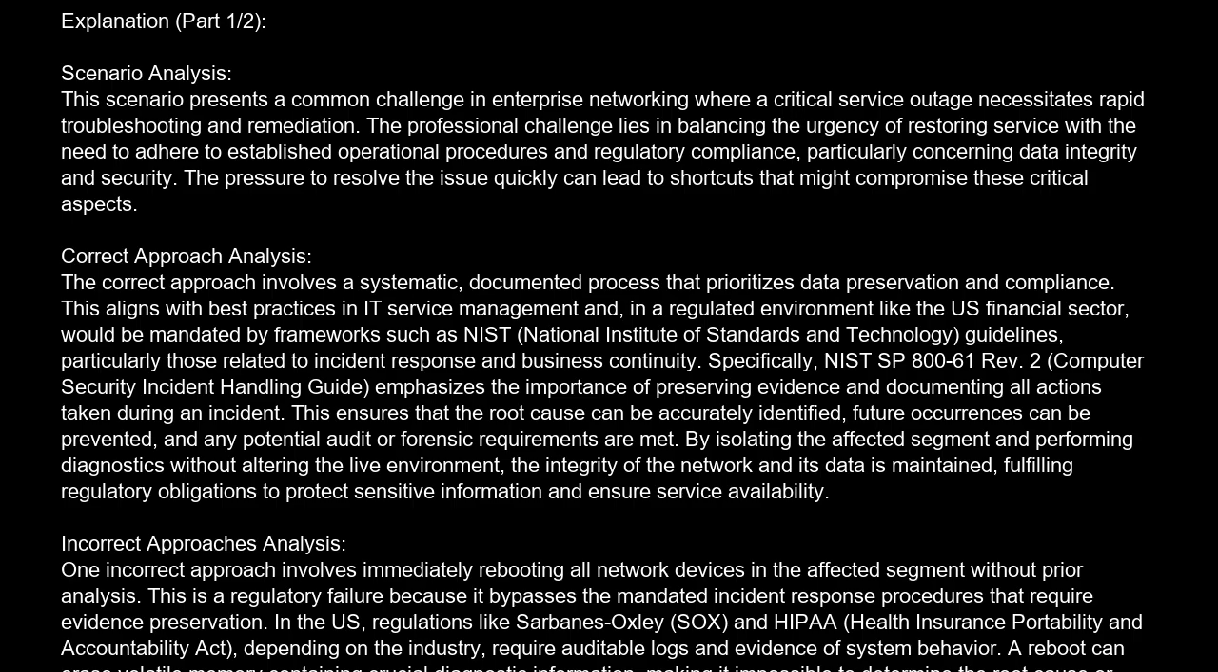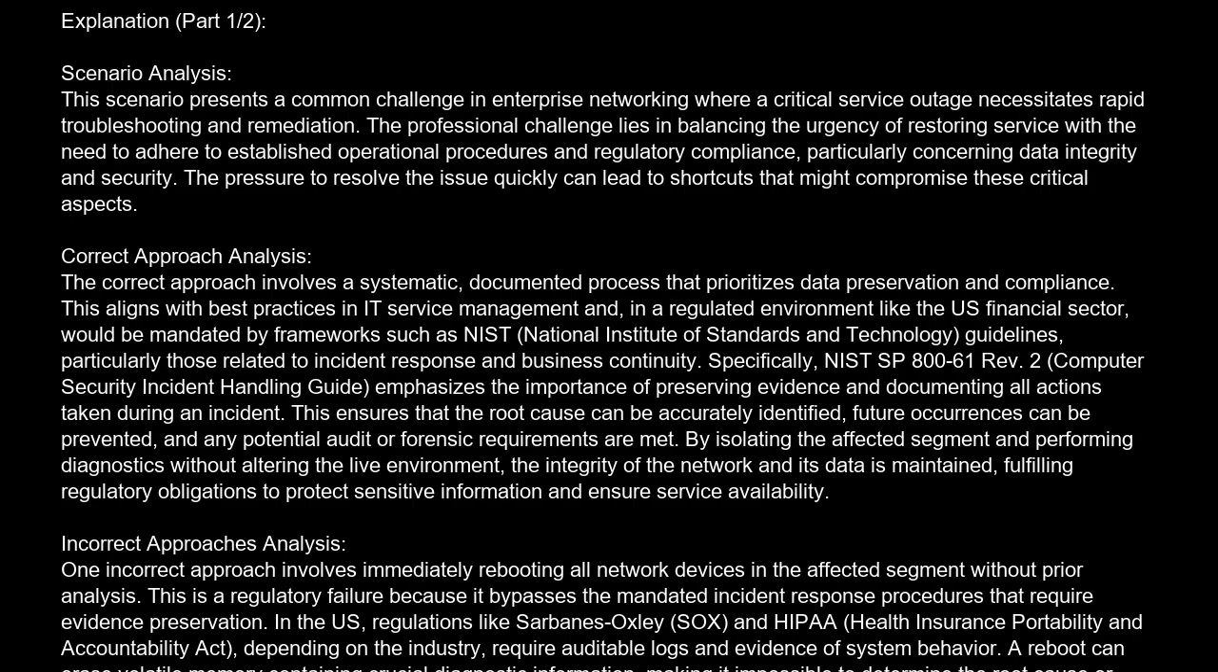Correct approach analysis. The correct approach involves a systematic, documented process that prioritizes data preservation and compliance. This aligns with best practices in IT service management, and in a regulated environment like the U.S. financial sector, would be mandated by frameworks such as NIST, National Institute of Standards and Technology, guidelines, particularly those related to incident response and business continuity.